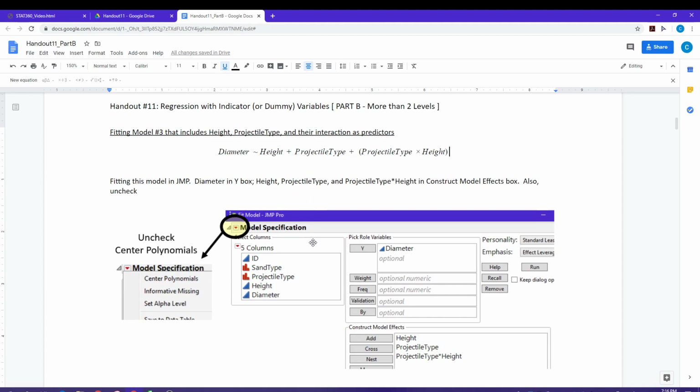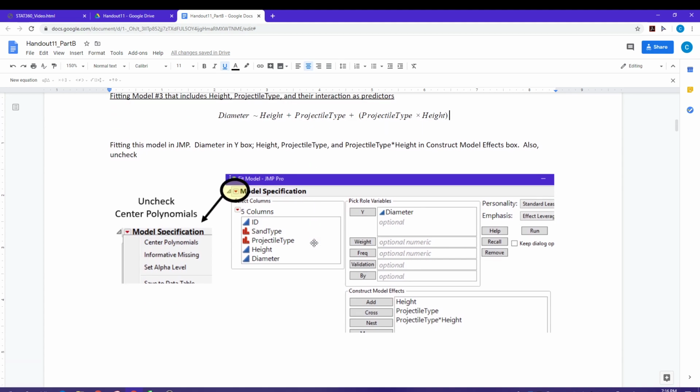This is how you would fit that model inside of JMP. I would go underneath Analyze, Fit Model, and then I would place diameter in the Y response box again. The model effects are going to be height, projectile type, and then the interaction term. This shorthand syntax is what that looks like in the Construct Model Effects box. Also, software packages like R use a very similar syntax. The other thing, I have deselected or unchecked center polynomials from the red drop-down button here.